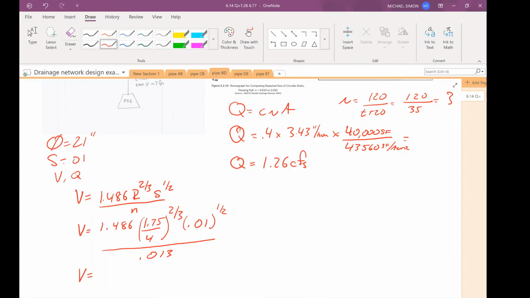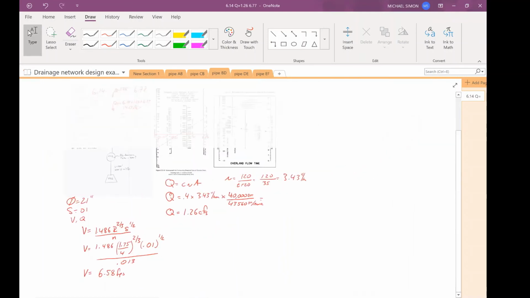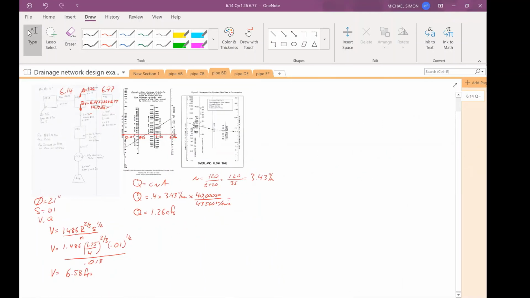1.75 divided by 4 raised to the 2/3. I feel like I messed that up. Let's do it again. 1.75 divided by 4 equals, raise that to the 2/3 times the square root of 0.01 times 1.486 divided by 0.013. 6.6. I think that's where we were, 6.58. Yeah, 6.6, good. Okay, I'm going to take that number.